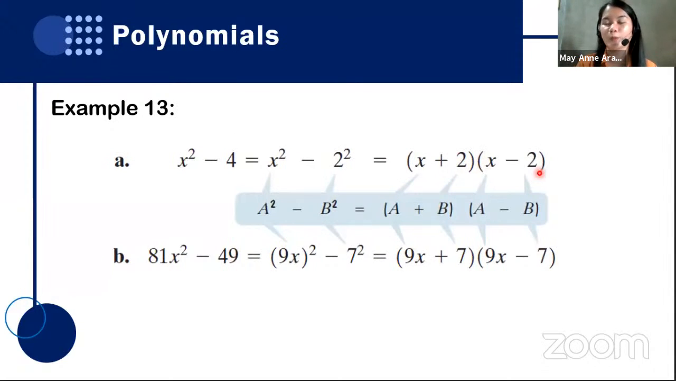Pabaliktaran lang ng kanina, no? Laging magka-partner. X plus 2, x minus 2. But don't forget to get the square root ha, nung constant and nung first term.